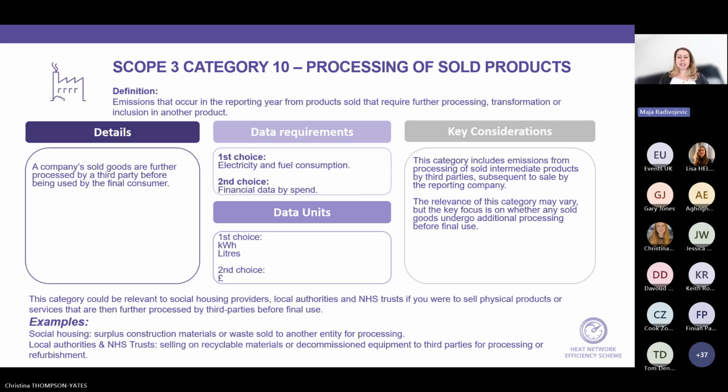This is category 10. It covers the processing of sold products. This would include emissions resulting from sold products that require further processing, transformation, or incorporation into another product before they are used by the final consumer. Relevant data here might include electricity and fuel consumption associated with that processing. A key consideration is that this category only includes emissions from third-party processing of intermediate products after they've been sold by the reporting company. The relevance of the category will vary depending on the organizations involved, but the main question is whether any sold products undergo additional processing before final use.